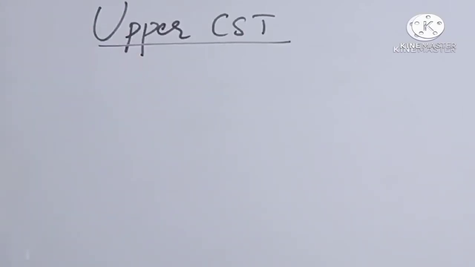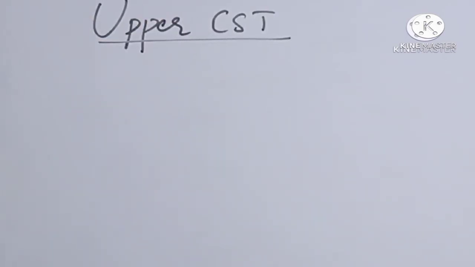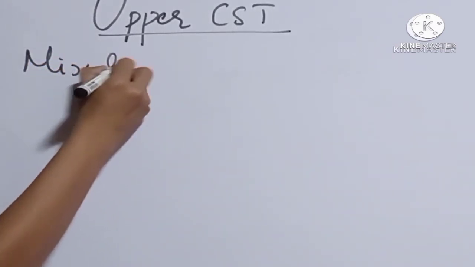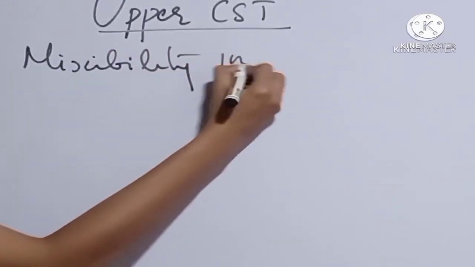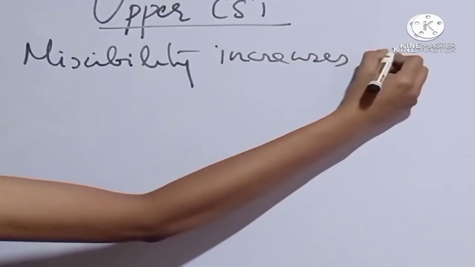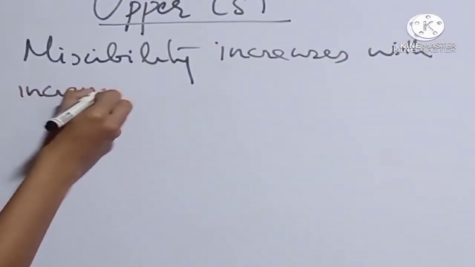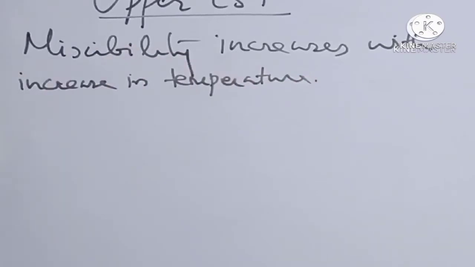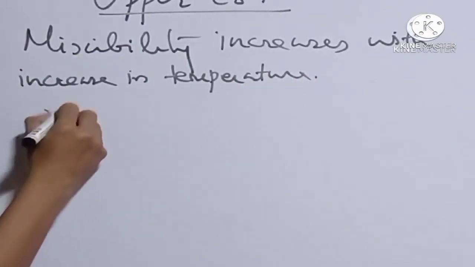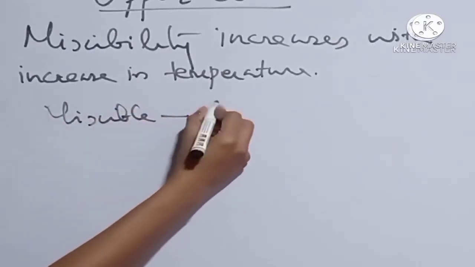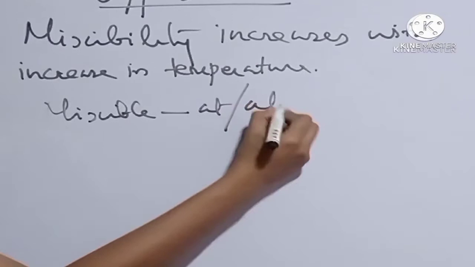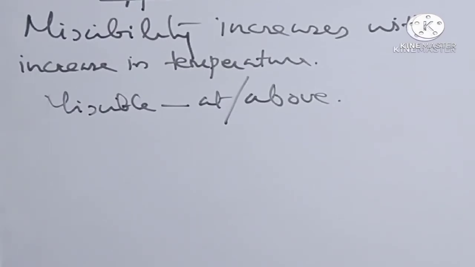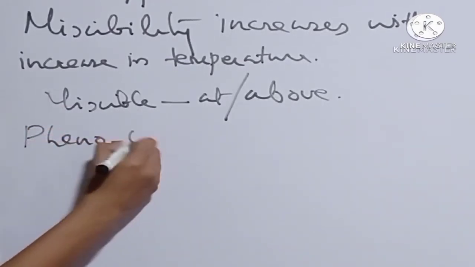Okay, let's explain the binary liquids having upper CST. Here, miscibility increases with increasing temperature. Or we can say partially miscible liquids become miscible at or above a particular temperature. And that particular temperature is known as upper CST. The best example is the phenol water system.